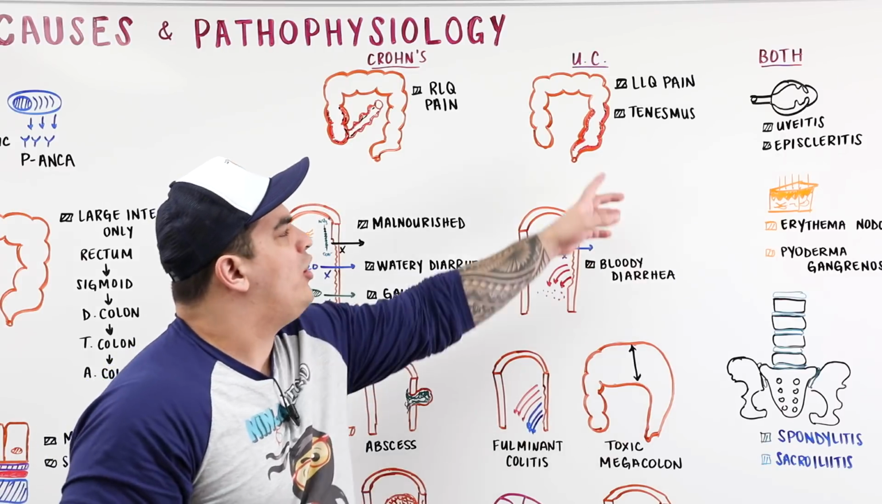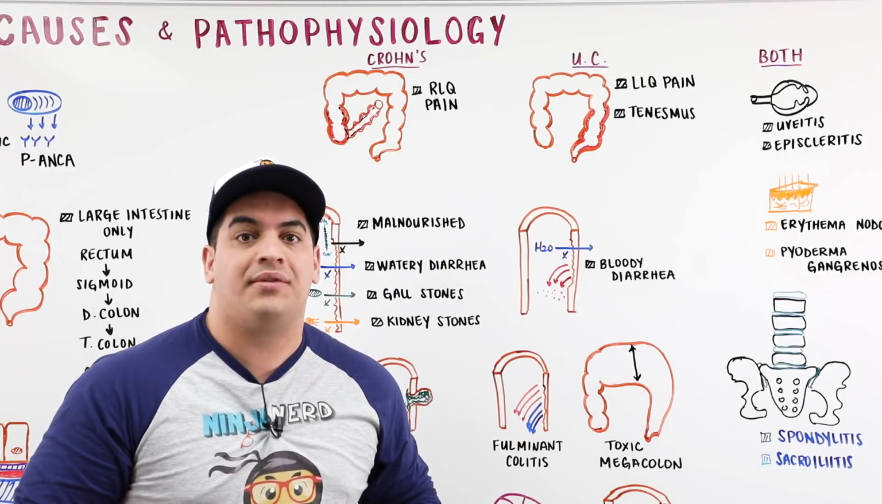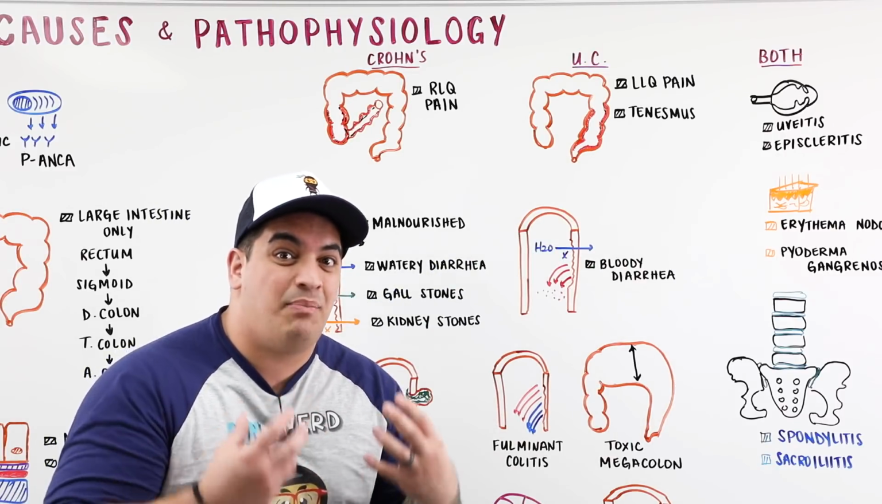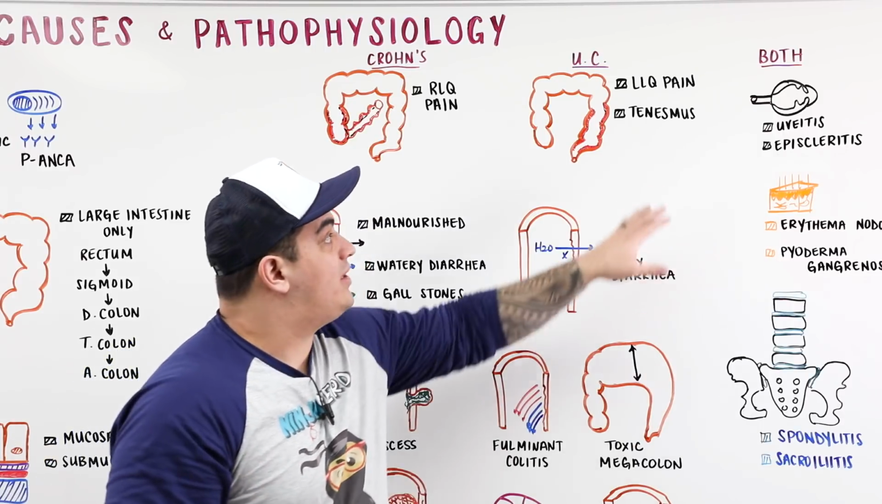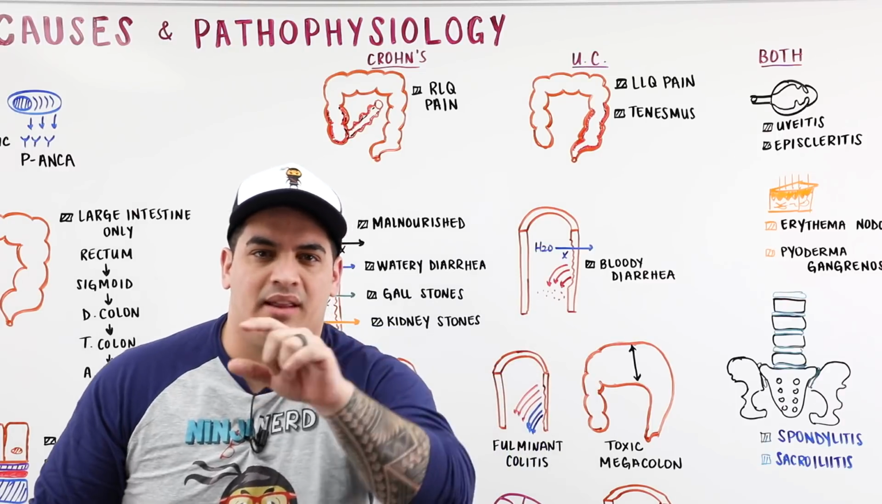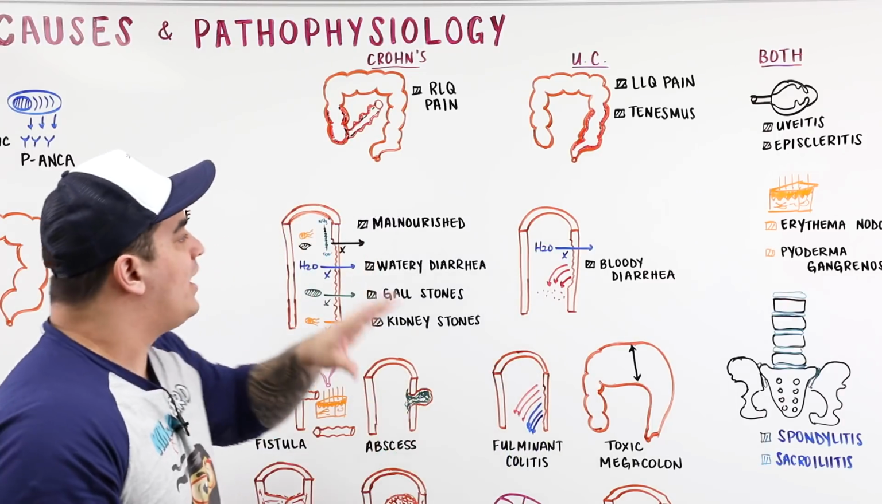Also, because the rectum is usually almost always involved in ulcerative colitis, they usually have lots of pain and also this feeling like they haven't completely emptied their bowels, and this is called tenesmus. So that's a big, big thing to remember for ulcerative colitis.